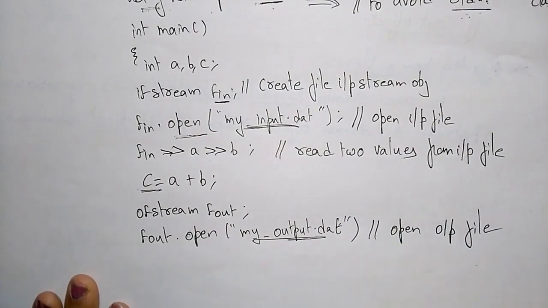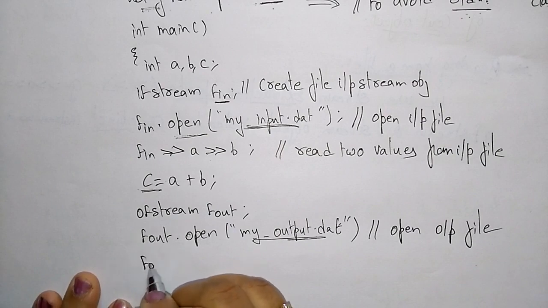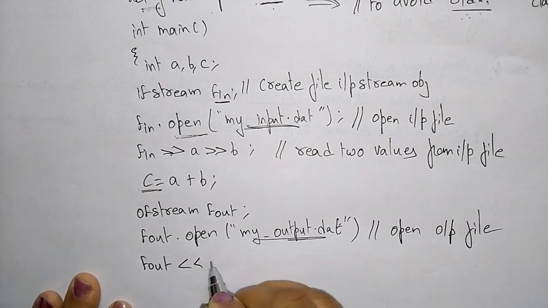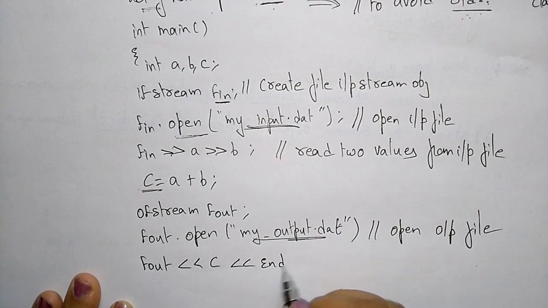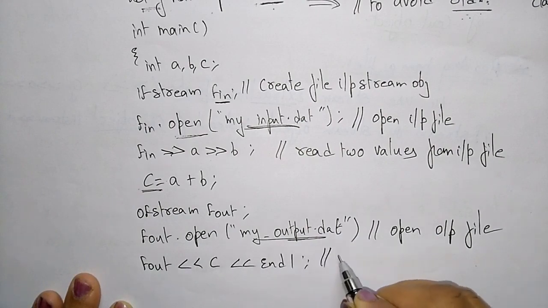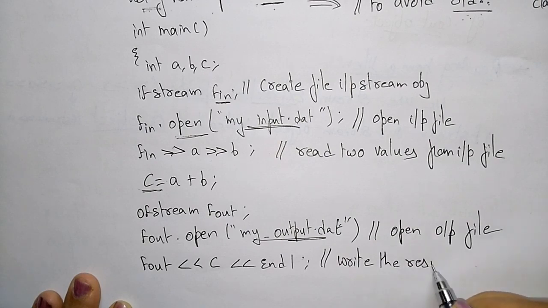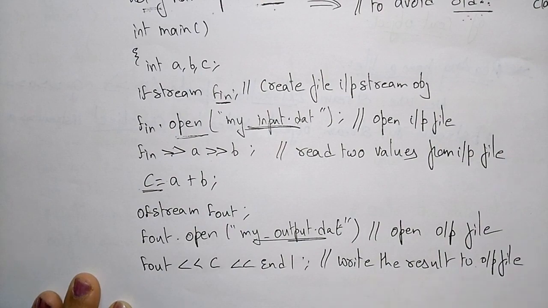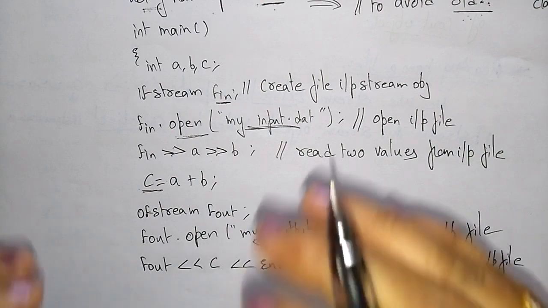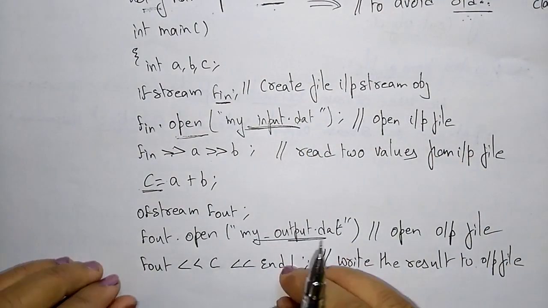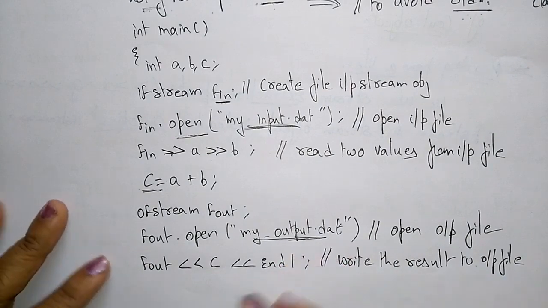So next what? Now I have to print this value. How will I print? fout << c << endl. So this step specifies write the result to the output file. So here I read the file and I write the data onto the file.